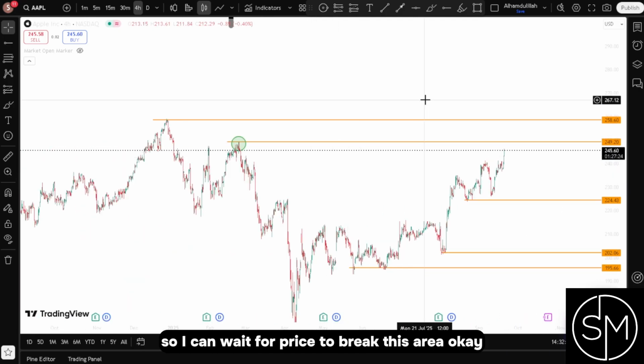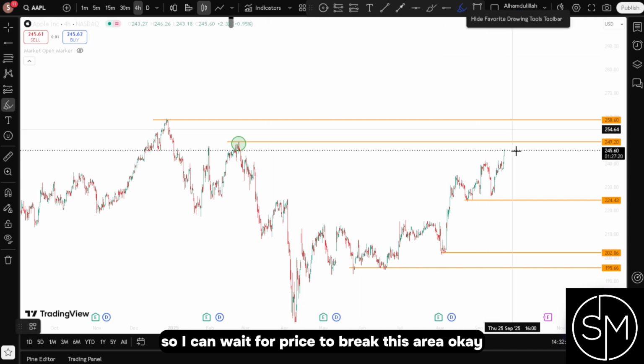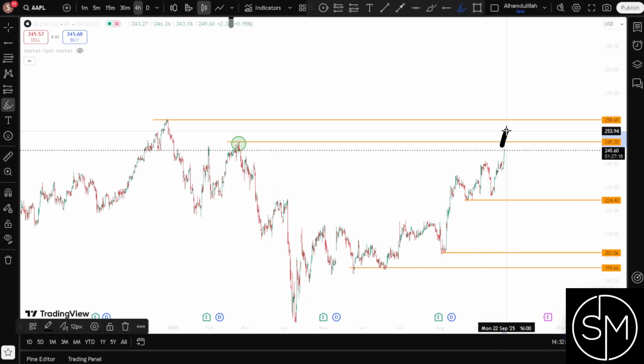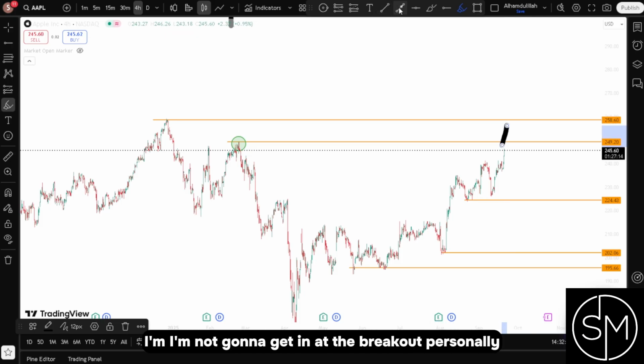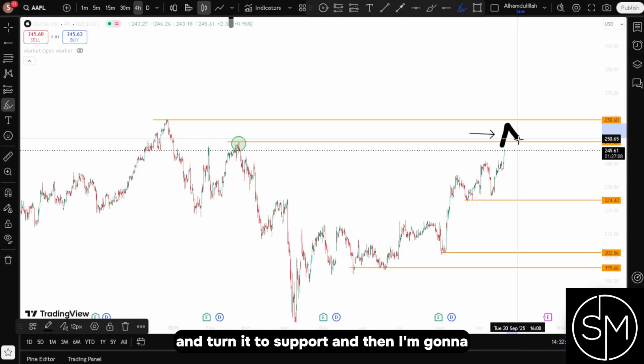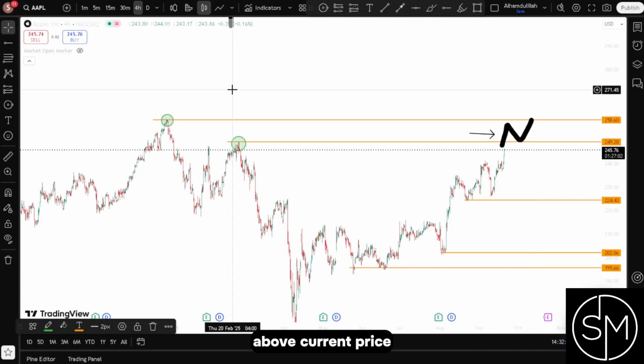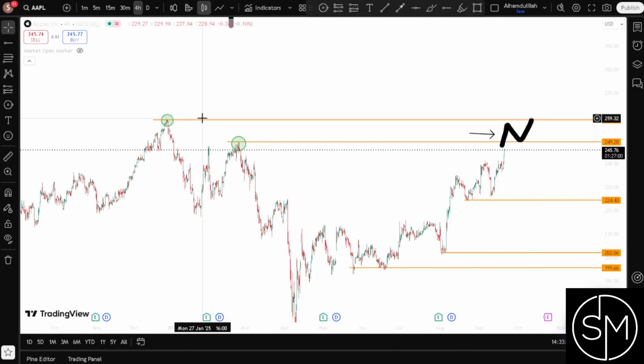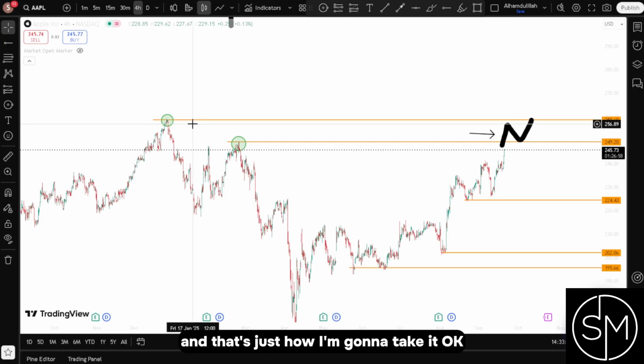So I can wait for price to break this area of resistance. I'm not going to get in at the breakout personally. I'm going to wait for the area of resistance to be broken and turn into support, and then I'm going to take it up to the next area of resistance above current price. And that's just how I'm going to take it.